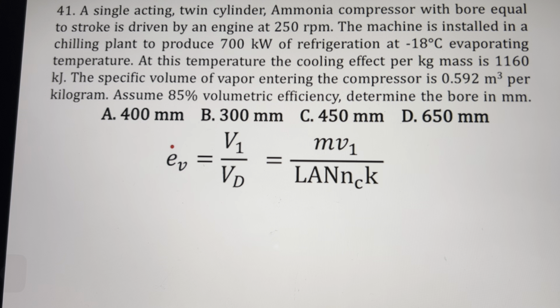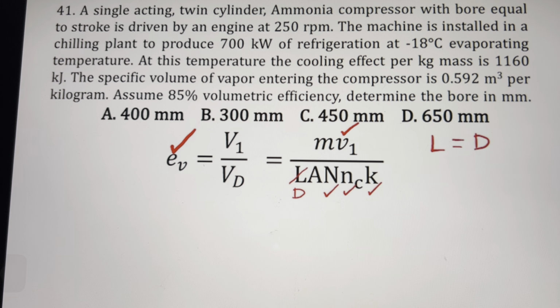So we have here a given volumetric efficiency, that's 85%. We have a specific volume, which is 0.592 cubic meter per kilogram. Our number of cylinders, according to our problem, which is a twin cylinder problem, meaning we have two cylinders. This is single acting, so our K is 1. Our engine is running at 250 RPM, so we have a speed. And according to our problem, our bore is equal to stroke, meaning the length of the stroke is equal to our unknown, which is the diameter.